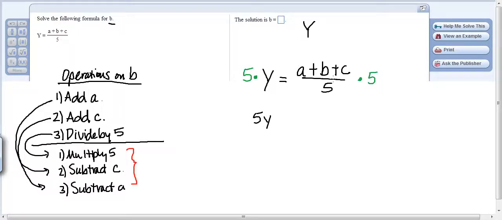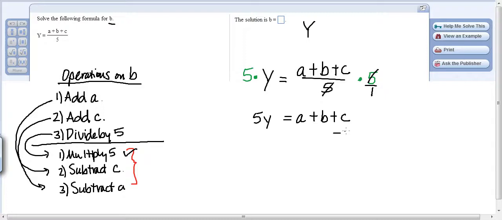So anyway, on the other side, we have A plus B plus C over 5 times 5. Remember, this is like 5 over 1. So the 5 cancels the 5. Alright, so we're just left with 5Y equals A plus B plus C. Alright, so we did step number 1.